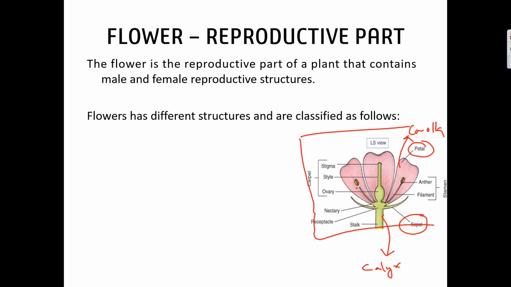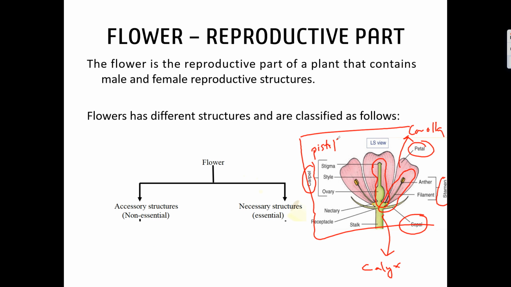Coming to the other parts, you can see here this is the male reproductive structure. It is called the stamen. And this is the female reproductive structure. This is called the carpel or pistil. Hope you understood now. These structures are divided into two types: accessory structures and necessary structures.